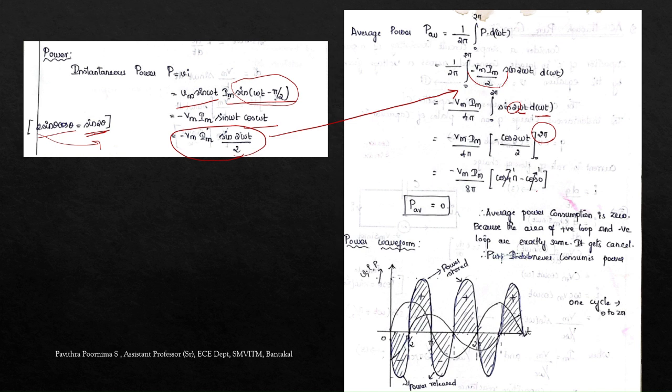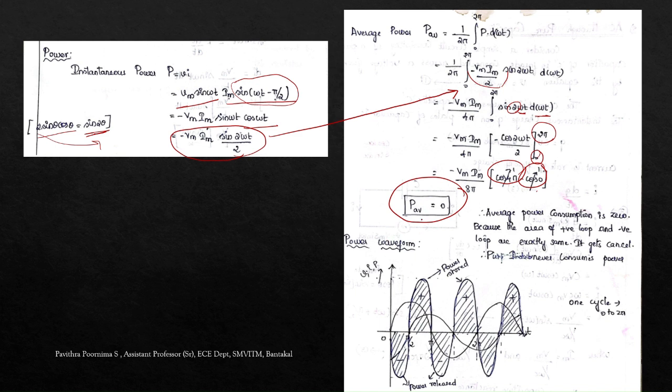For example, cos 0 is 1, cos pi will be minus 1. So here cos 0, the lower limit, is 1. Upper limit is cos 2 pi, which is even, so cos 4 pi, the value of cos 4 pi is 1. So 1 minus 1 will be 0. So average power is 0. What is the meaning of this 0 answer? The average power consumption is 0. Means the inductance doesn't consume power.